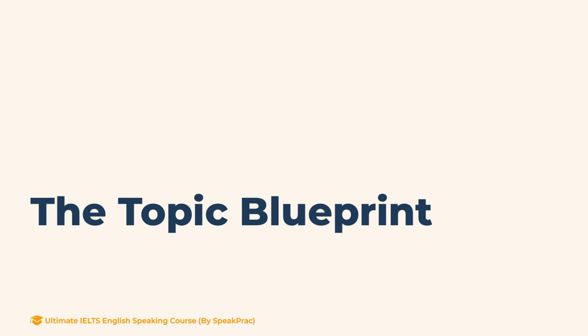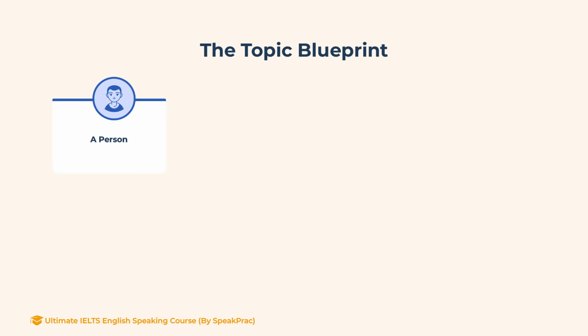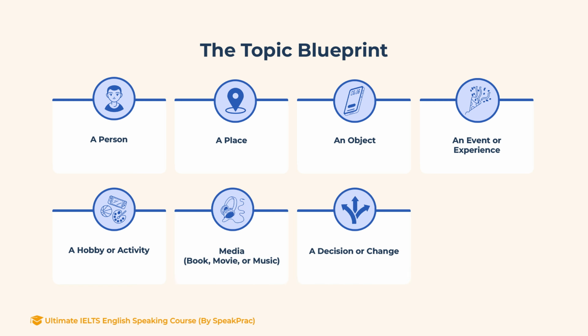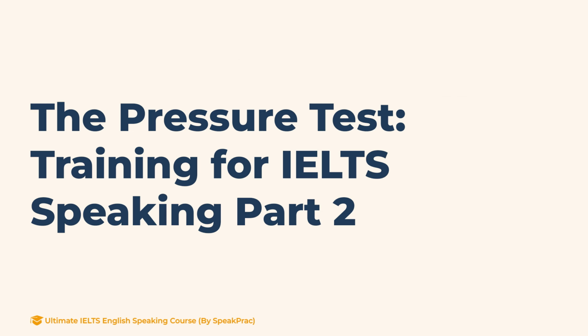Plus we have the topic blueprint. We know that over 90% of Part 2 topics fall into just around 8 categories. A person, a place, an object, an event, a hobby, media, a decision, and your own English journey. By preparing a core story for each, you're ready for almost anything. And remember, if you need a refresher on these, you can check out my other IELTS Speaking Part 2 videos on the channel. Okay, the foundation is set.